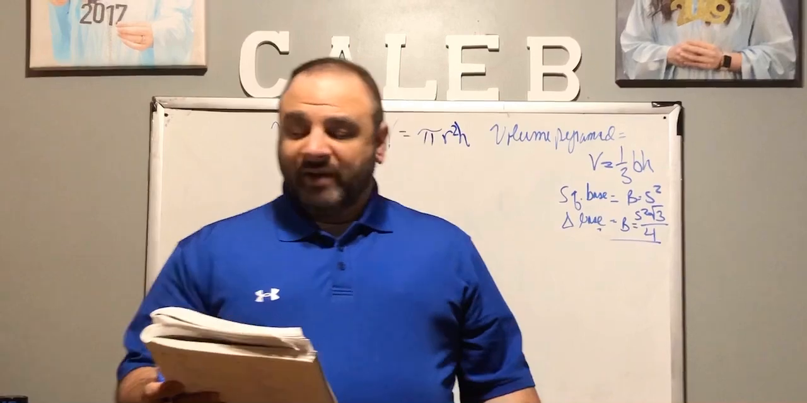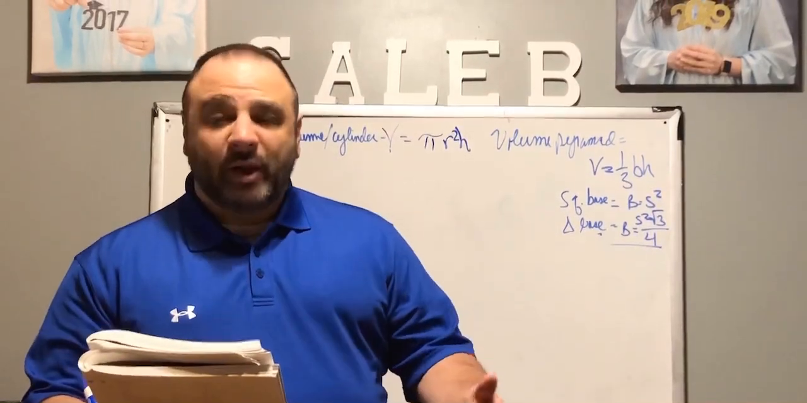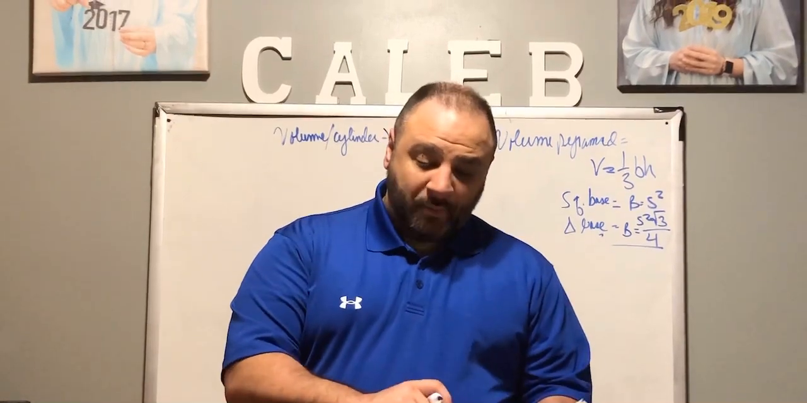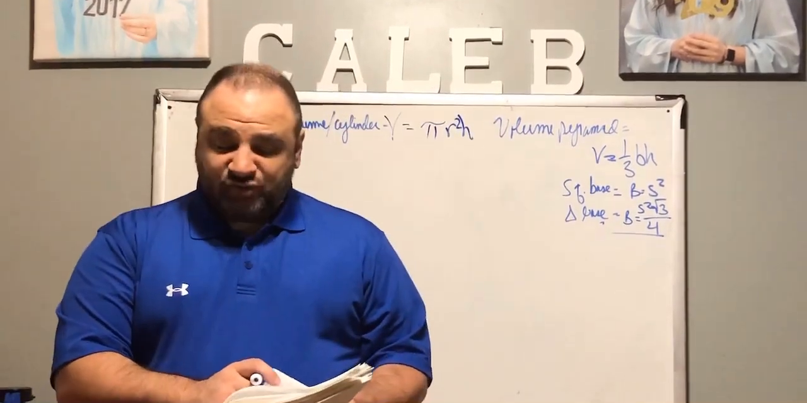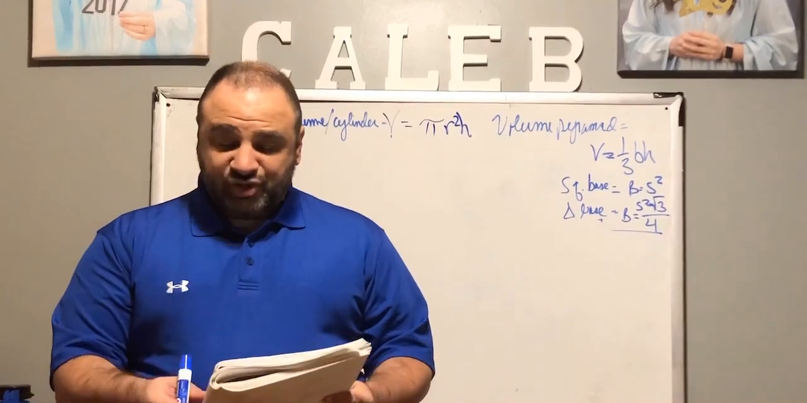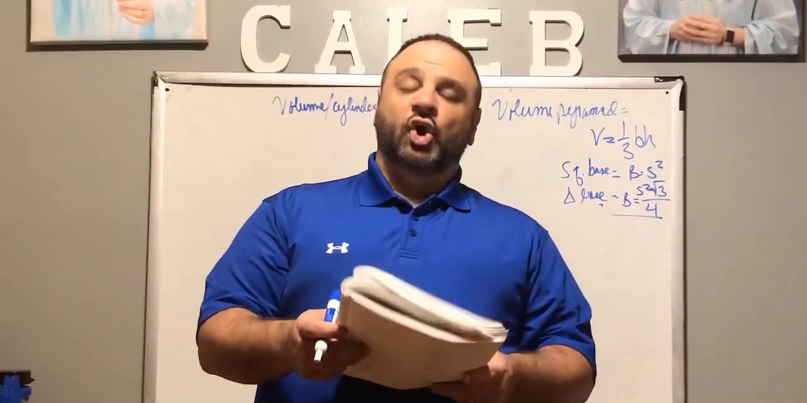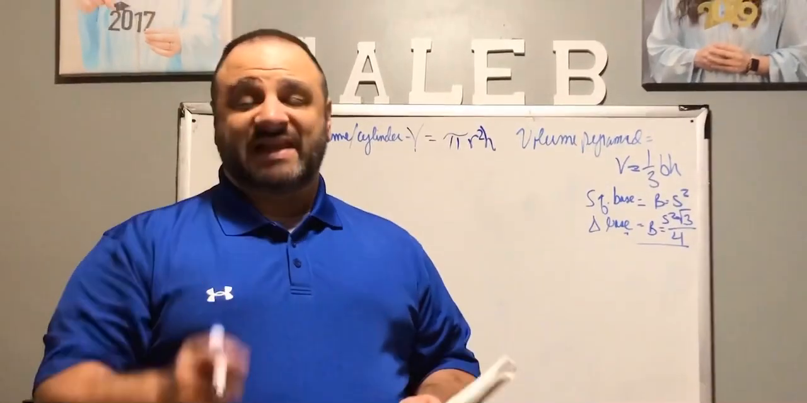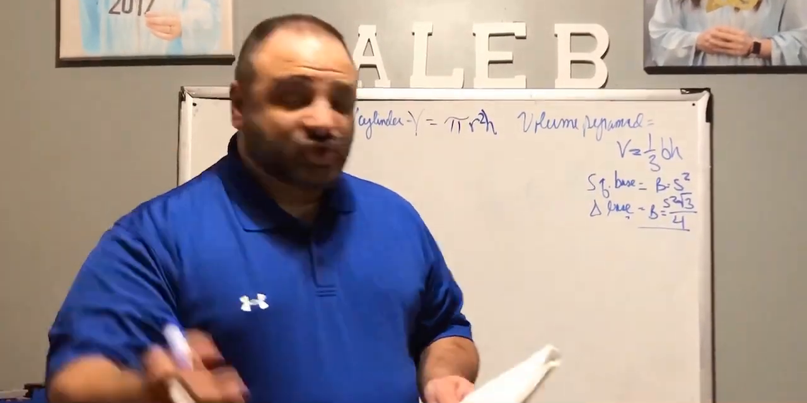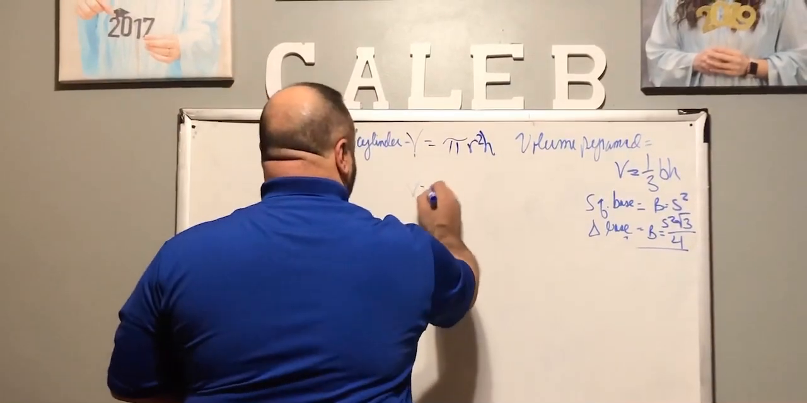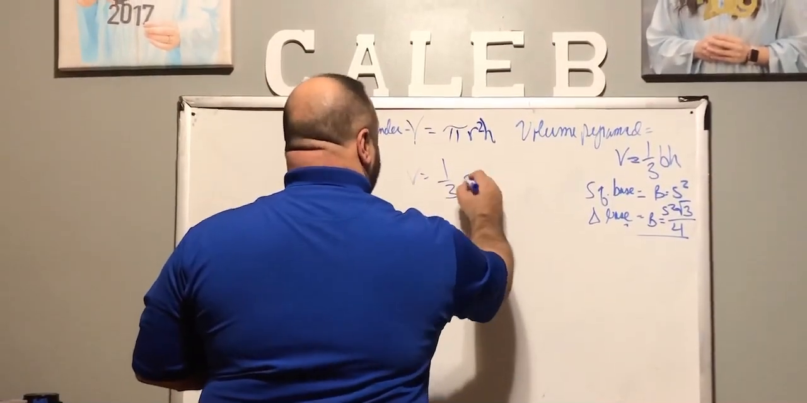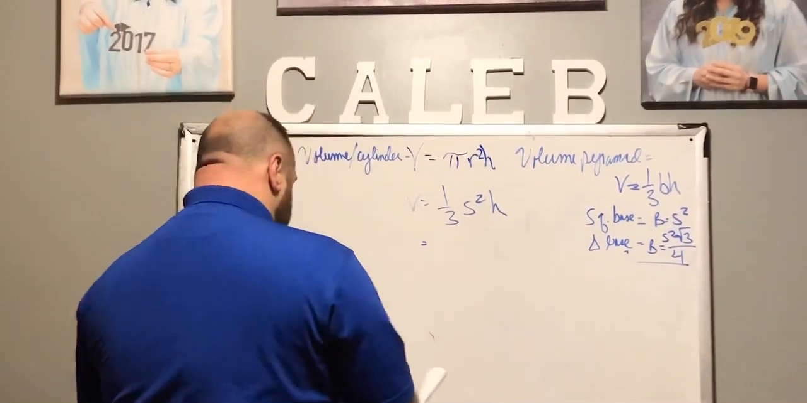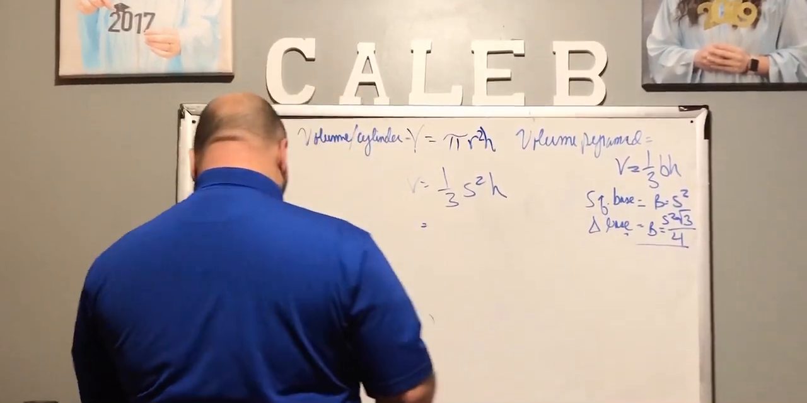The Great Pyramid of Egypt is a square pyramid, originally 147 meters tall, with a base edge of 230 meters long. What was its original volume? Again, all we need to know, the key there, is what kind of base does it have? It has a square base. So volume equals 1/3 s squared times h.